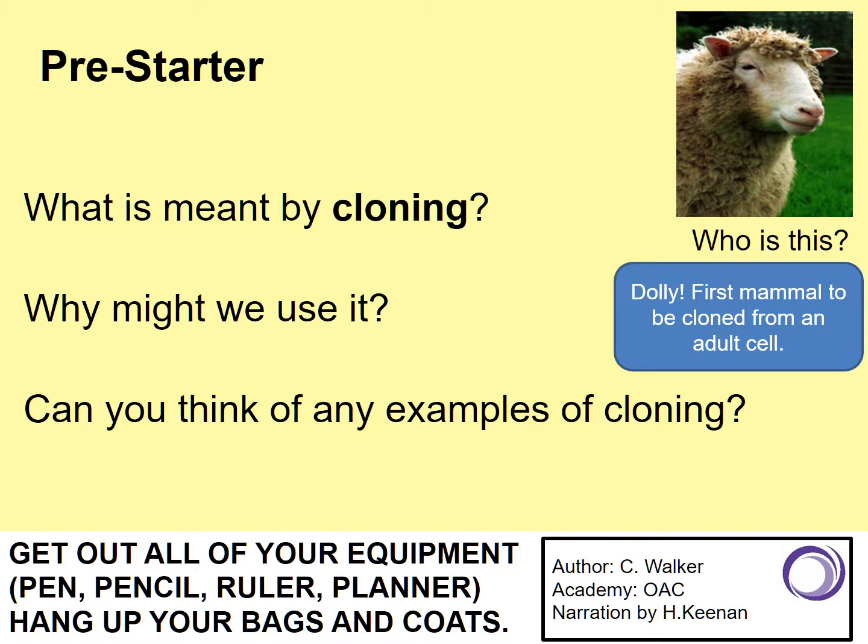So Dolly the sheep was cloned in 1996, so 24 years ago, and she was the first mammal ever to be cloned from an adult cell. And later in the lesson, you'll understand a little bit more about what I mean by that term.